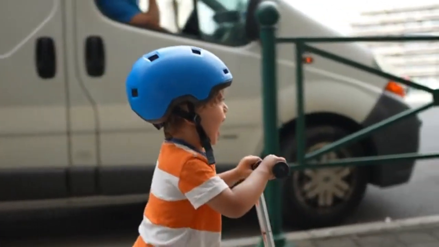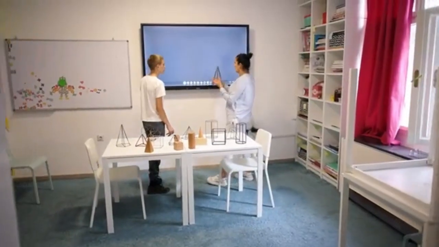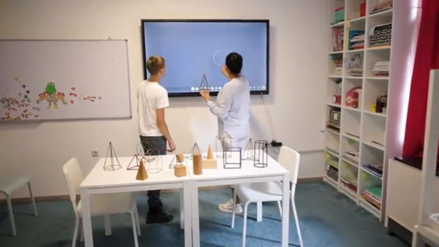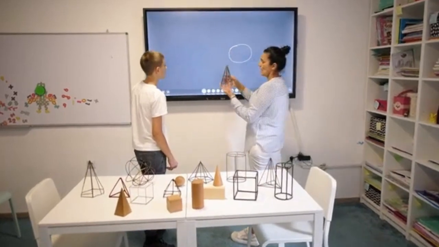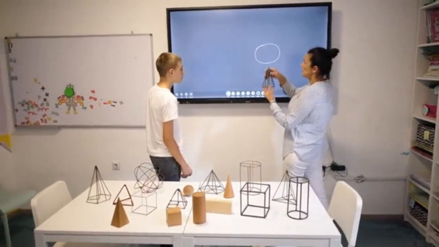Imagine a child learning to ride a bike. Constructivism is all about active learning. It's why hands-on activities, experiments, and discussions are so effective in classrooms.